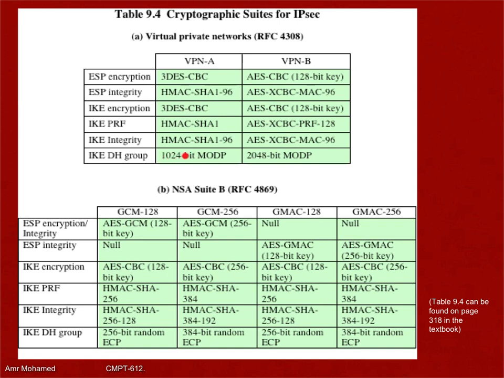And here we use, for example, the group size or the public key size 1024. Here we use 2048, okay? So that gives you a higher level of security.